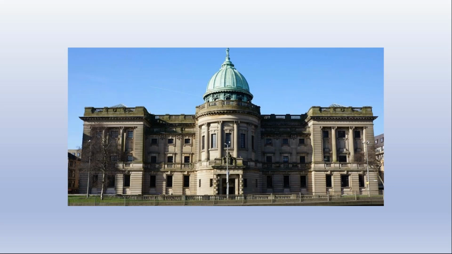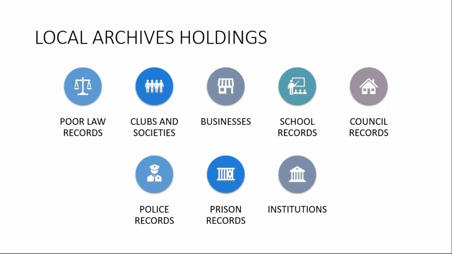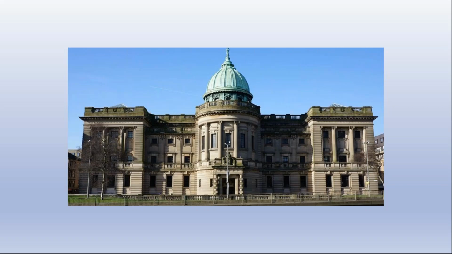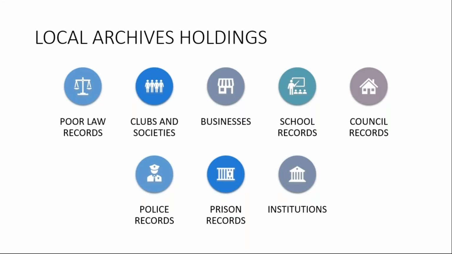We'll be looking at researching in Scottish libraries, Scottish archives, local archives, and the holdings that they have. So they have poor law records at the local level. They have information on clubs and societies, so that would be sports teams perhaps. They would have records for them. Any local businesses, that wouldn't necessarily be employees of the business, rather the running of the business. Any school records, that was from 1870 forward.